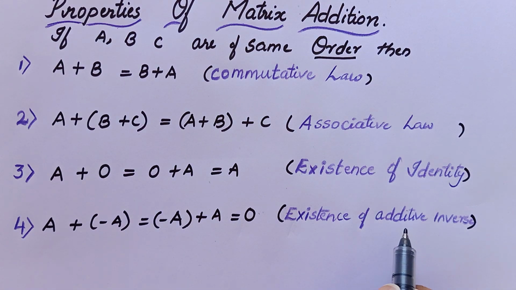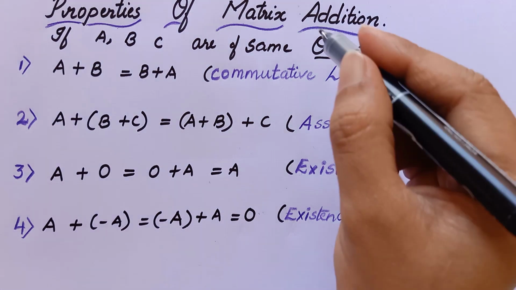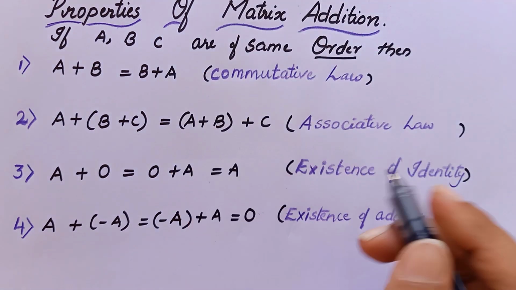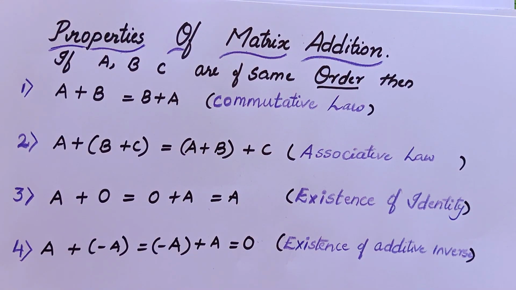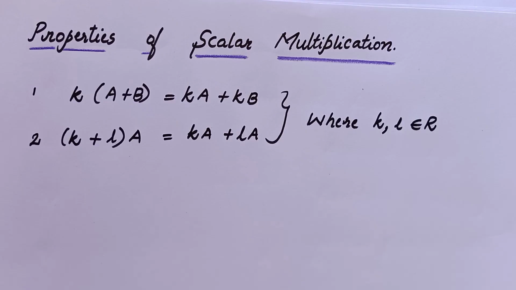I hope this is clear. The properties of matrix addition. The last one is existence of additive inverse, that is A plus of minus A or minus A plus of A equals 0. So I hope this is clear. All the 4 points, the properties of matrix addition.